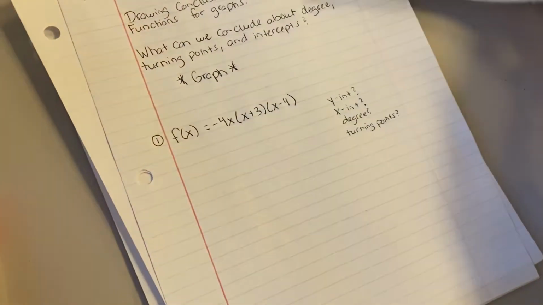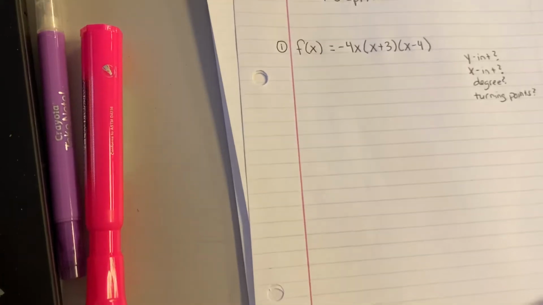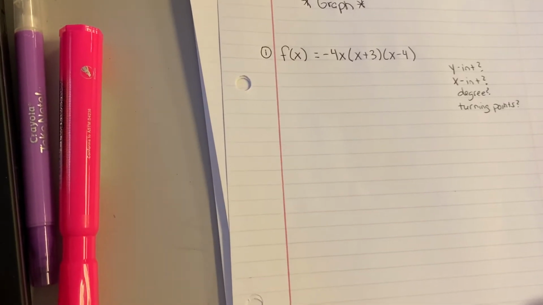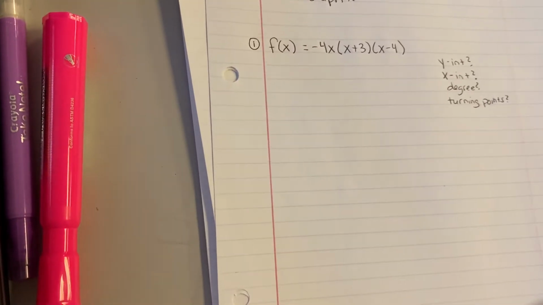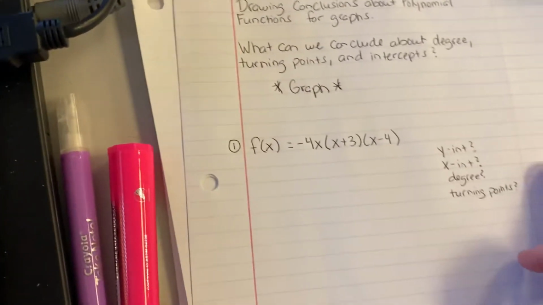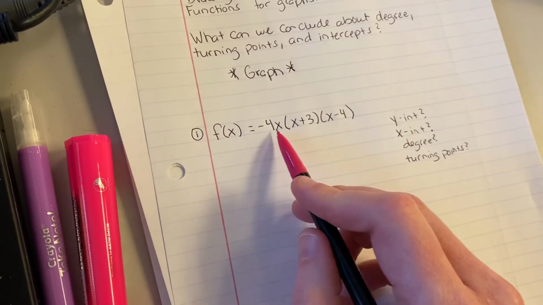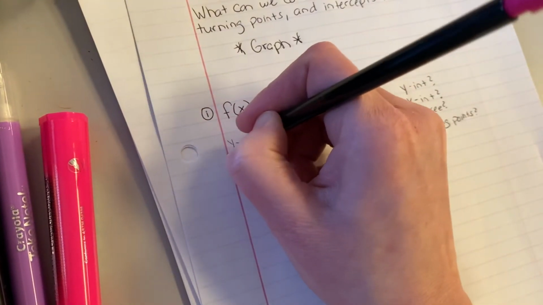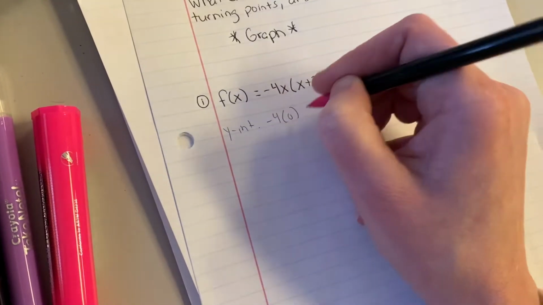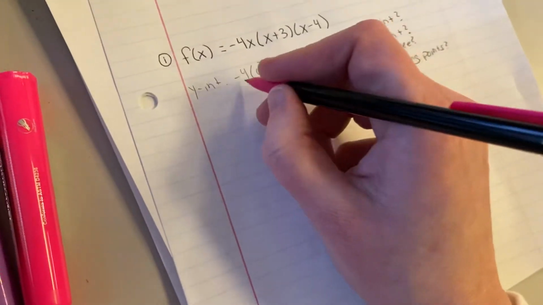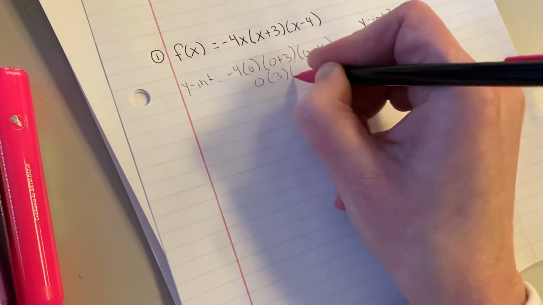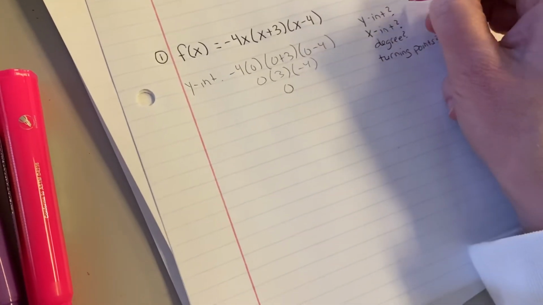Okay, so let's look at it not on a graph, and see what we can determine. Remember, let's start off by finding our y-intercept. For our y-intercept, we put 0 in for x. So I have negative 4 times 0, times 0 plus 3, times 0 minus 4. Negative 4 times 0 is 0, and then 0 times 3 times negative 4 is just 0. So our y-intercept is (0, 0).